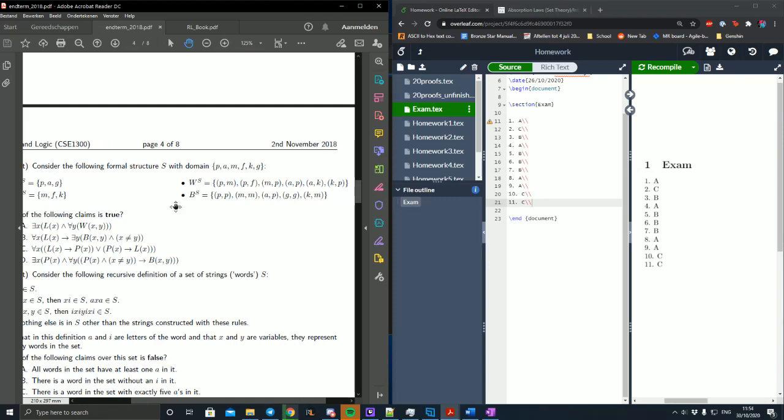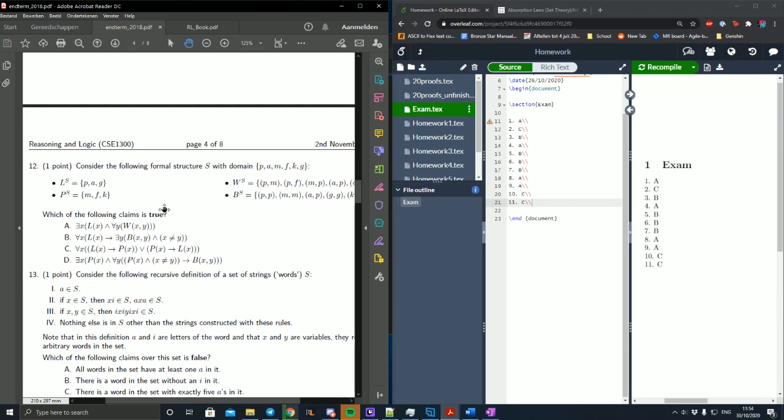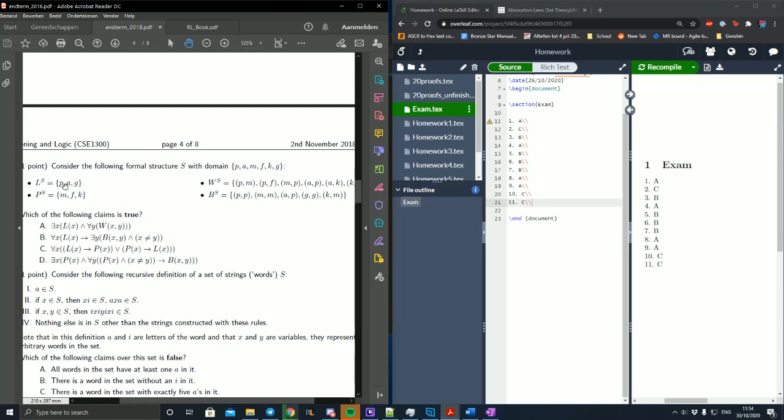Okay, so it's already false because there's no PP. Yeah, exactly, there's no PP. Well, I mean, it would have to have either PP, AA, or GG, and it doesn't.